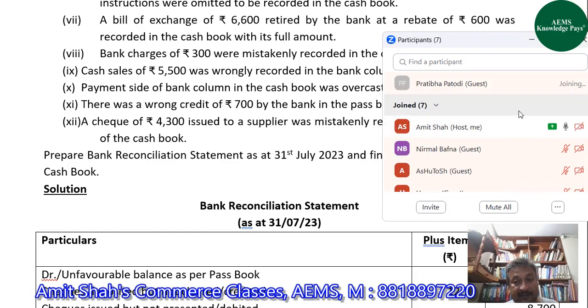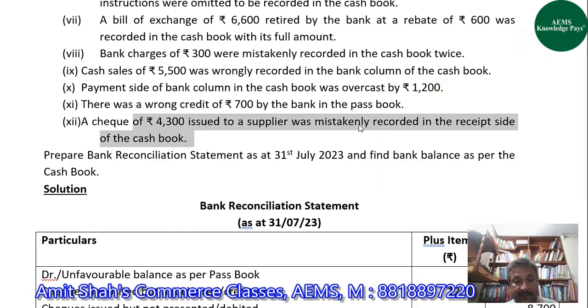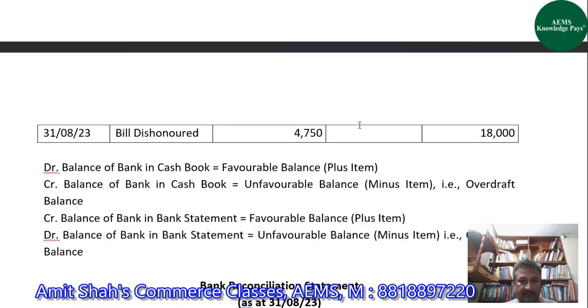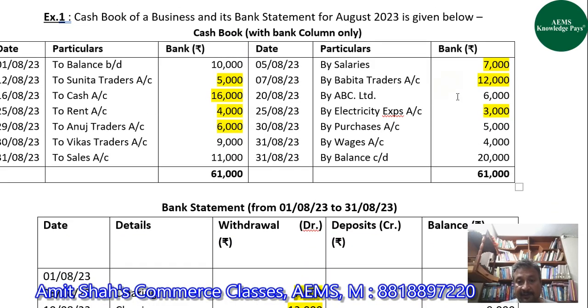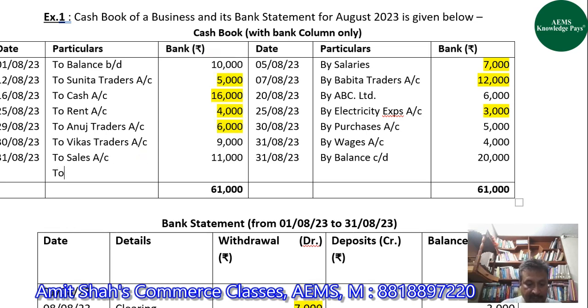No, I did not understand. Why is it double? Let's say here we have salaries of rupees 7,000. We should have recorded the check for salaries of rupees 7,000 on the payment side. Instead of recording it on this side, if I record it on the receipt side, right? I recorded it on this side.